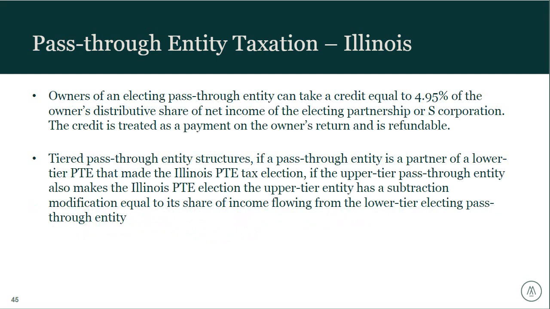So Illinois flows through the benefit in the form of a credit structure for individuals and C corporation owners. So the individual and the C corp owner will take a credit equal to 4.95% of the owner's distributed share of income flowing up from the electing pass-through entity. In a tiered pass-through entity structure, it's a little bit different. If the upper tier owner is an electing pass-through entity paying this entity level tax, the electing pass-through entity will actually have a subtraction modification equal to the amount of flow-through income from the lower tier entity that already elected. So this is the way that Illinois avoids doubling up on the tax base when you've got a tiered flow-through entity structure.